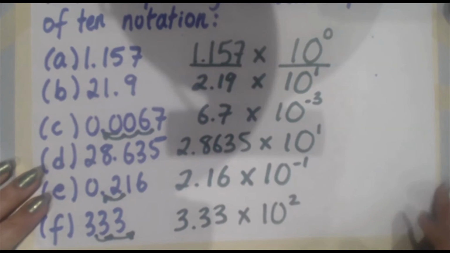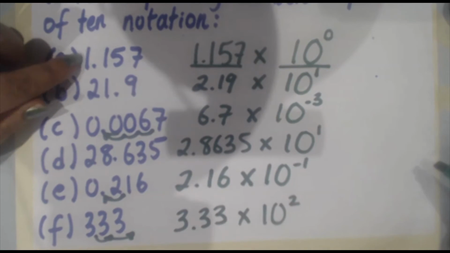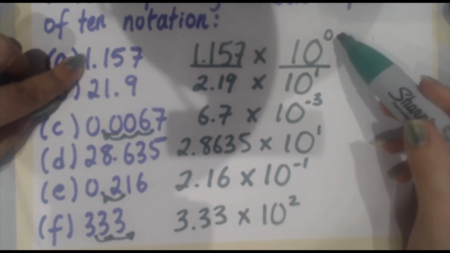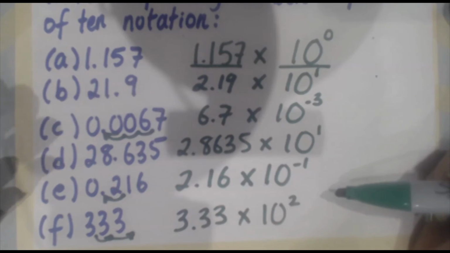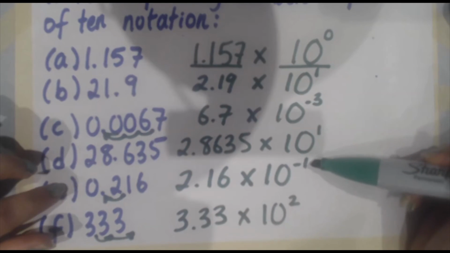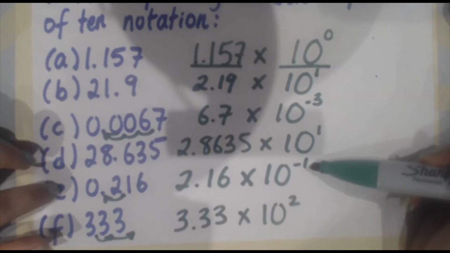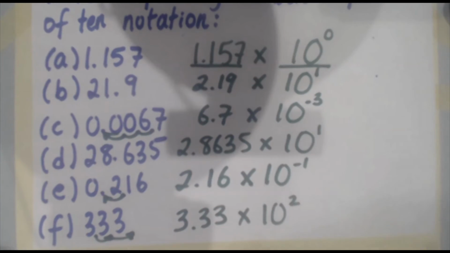And if you want, just do a quick check. If the number is greater than or equal to 1, the exponent should be 0 or greater. It should not be negative. If the exponent is negative, that means the number is a small decimal less than 1. And sure enough, it is.